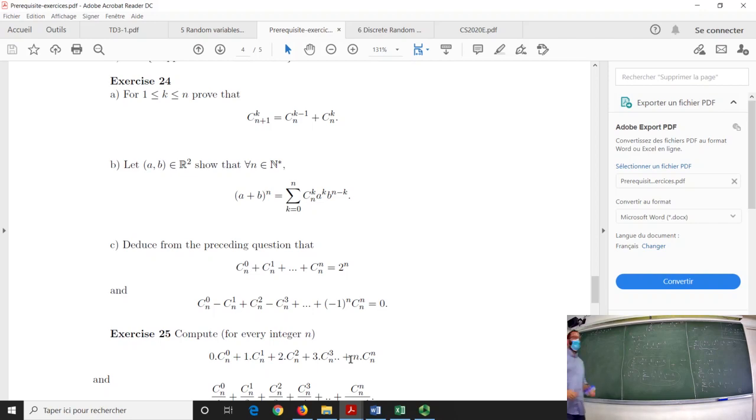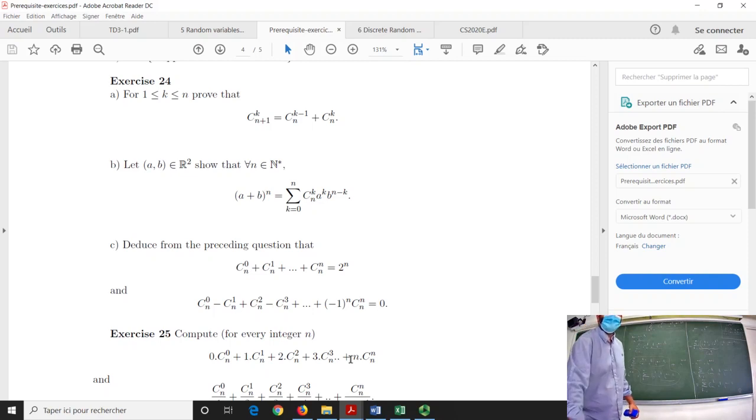I am interested in this sum here. I want to prove that C(n,0) plus C(n,1) plus C(n,2) plus ... plus C(n,n) is equal to 2 to the power n. I want to prove this relation.